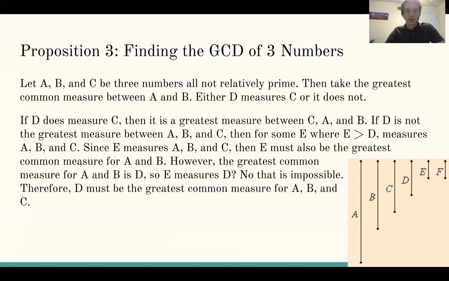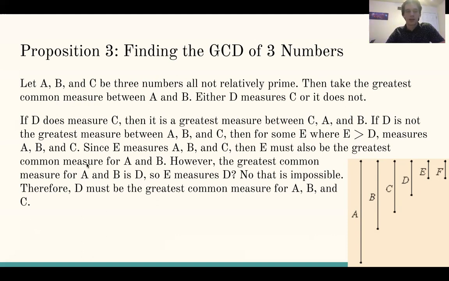And if it's not the greatest measure between A, B, and C, then there's some E greater than D such that it measures A, B, and C. And then it's going to also measure D, right? So it's going to also be the greatest common measure for A and B. But that doesn't really make sense considering we just said that D is going to be the greatest common measure. And you can't have 2 greatest common measures. So it's impossible. And so D is going to be the greatest common measure for A, B, and C, right?